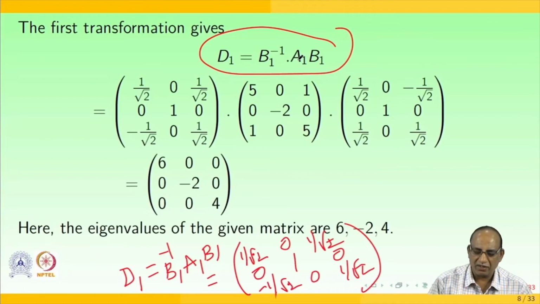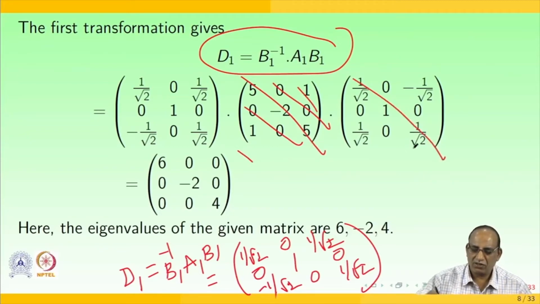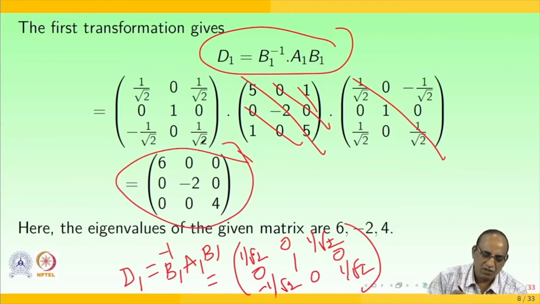Multiplied with A1. So this is the A1 and B1 is this matrix. So when you multiply these two matrices along with A1, that is D1 is equal to B1 inverse A1 B1. So essentially it turns out to be a matrix of this form. So you see here, this is the main diagonal.